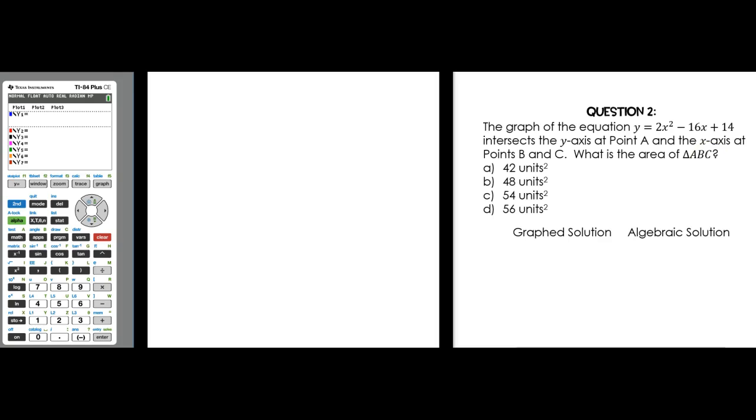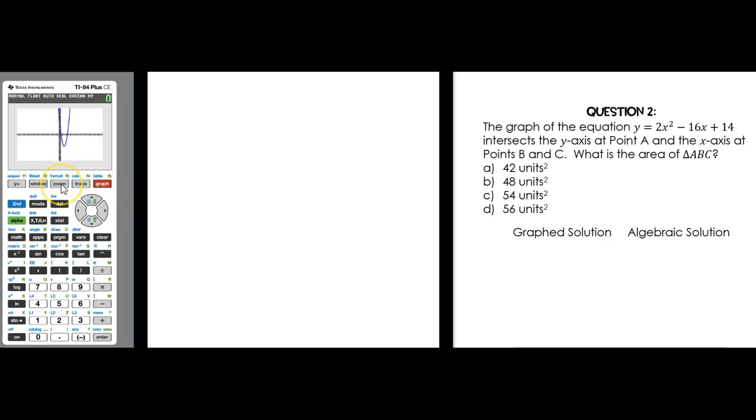So in other words, we're going to plot these 3 points, the y-intercept and the two x-intercepts, and we're going to make a triangle out of that and find the area of that triangle. So let's start out by graphing this and seeing what exactly we're looking at. We're going to go to our graphing calculator, go to the y equals screen, and type in 2x squared minus 16x plus 14 and hit graph, and let's see what we have.